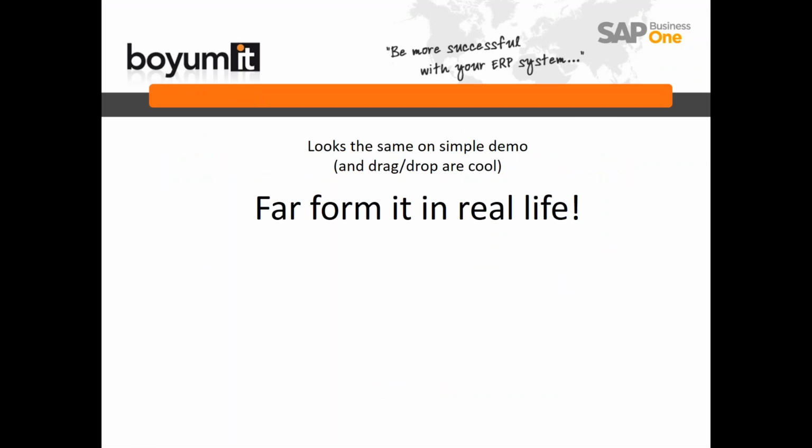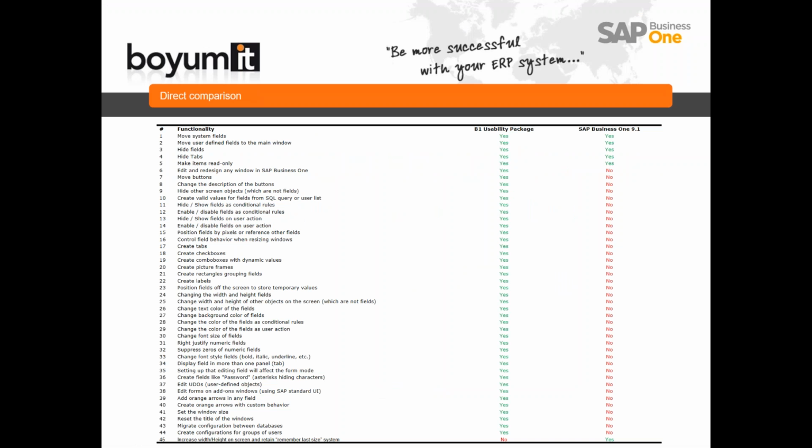But it's far from the same in real life, because here we have a direct comparison of the item placement tool and the rest of the tools in the system compared to SAP. There's a total of 45 items on this list. I won't go through every single one of them. I will go through some of the most important in just 1 second. We can do 44 of these 45 things, while SAP can do 6 of those 45, 6. They have one thing that they can do that we can't, and that's fair.